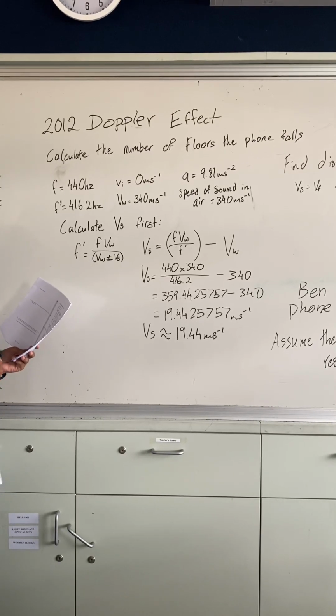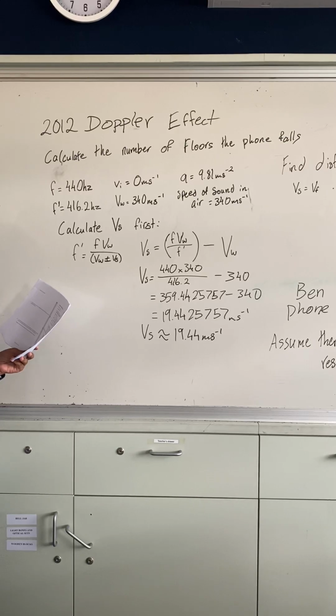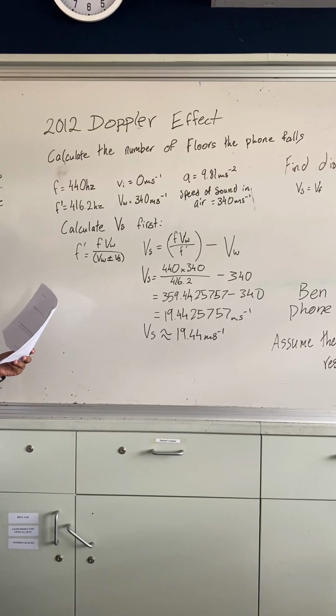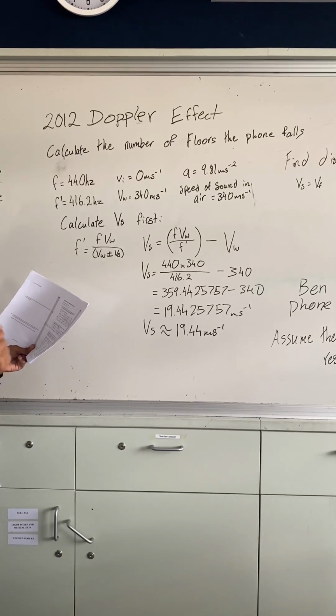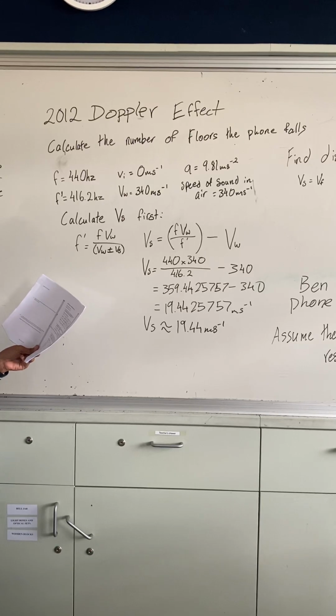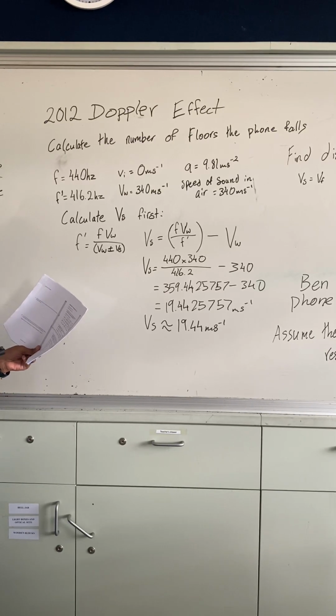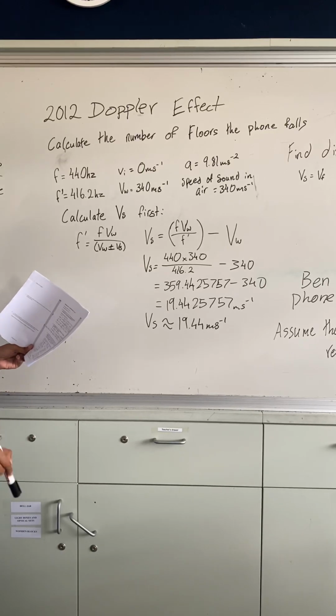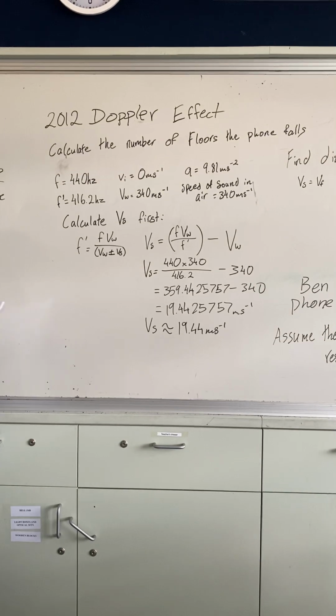Sometime later, Ben hears a reduced frequency of 416.2 hertz. The height of each floor is 3.10 meters. Calculate the number of floors that the phone must have fallen when it emits the wave that Ben hears as the 416.2 hertz tone. So what have we been given?